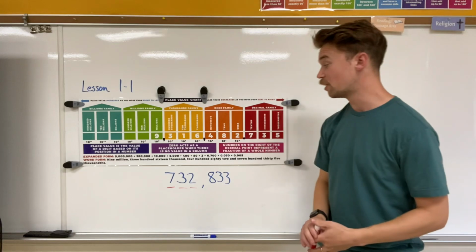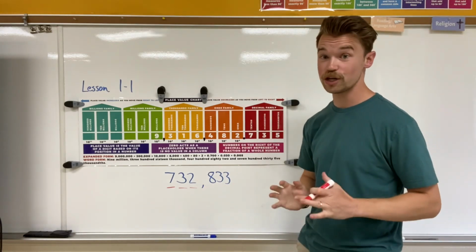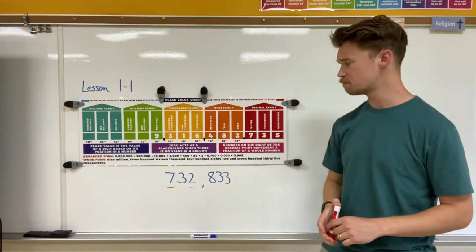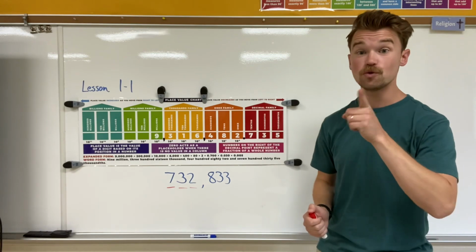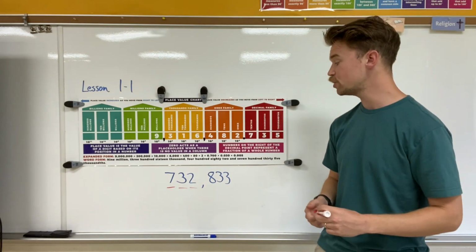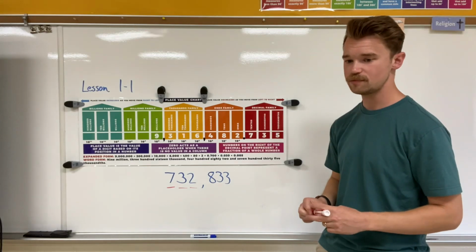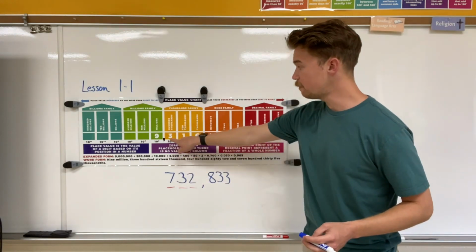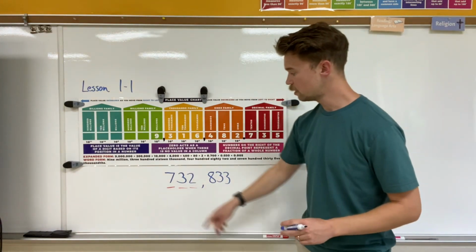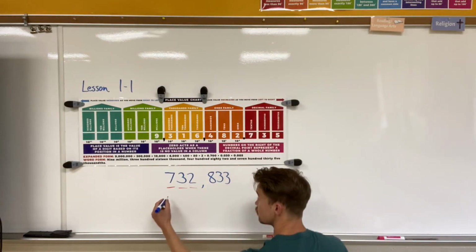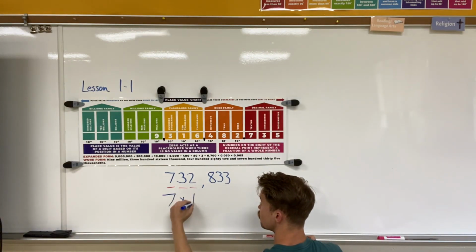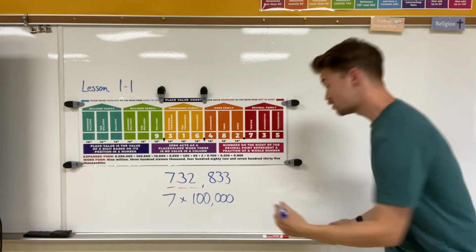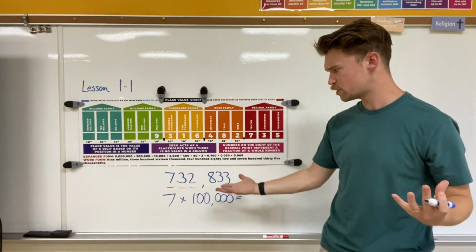We have the number down here, 732,833, and they want us to know the value of each of these individual numbers: 7, 3, and 2. We're going to make sure that we know the value of 7. If I go up and line it up, it's in the 100,000s place. Well, 7 in the 100,000s place is the same thing as saying 7 times 100,000, and that equals 700,000.